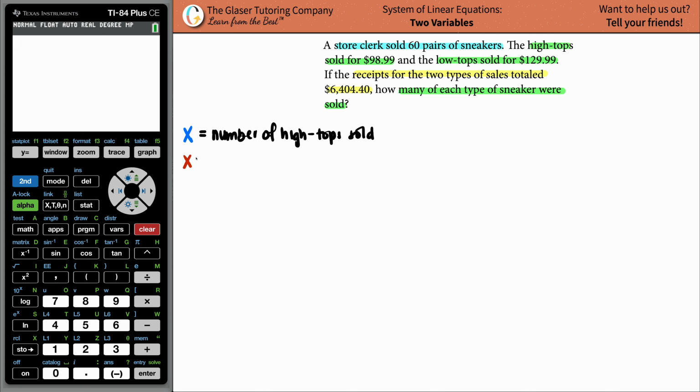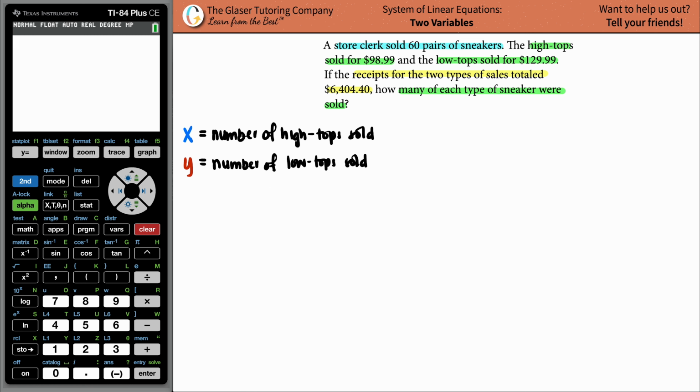Now, we need another variable, right? If we said that it was X, that means that they sold the same amount of high tops and low tops. But that might not be the case. We don't know if it's an even 30-30 split. So you have to say another letter. So let's say Y. Once again, you could use any letter you want. So if X is the number of high tops sold, Y is the number of low tops sold.